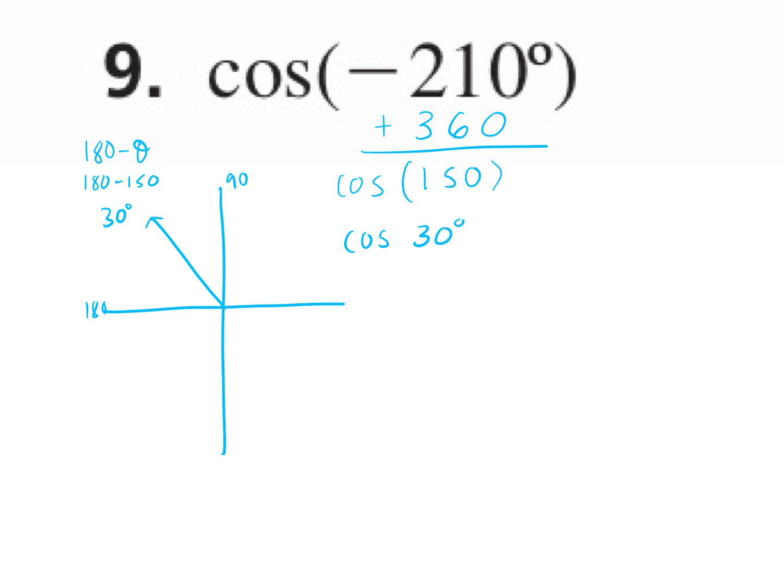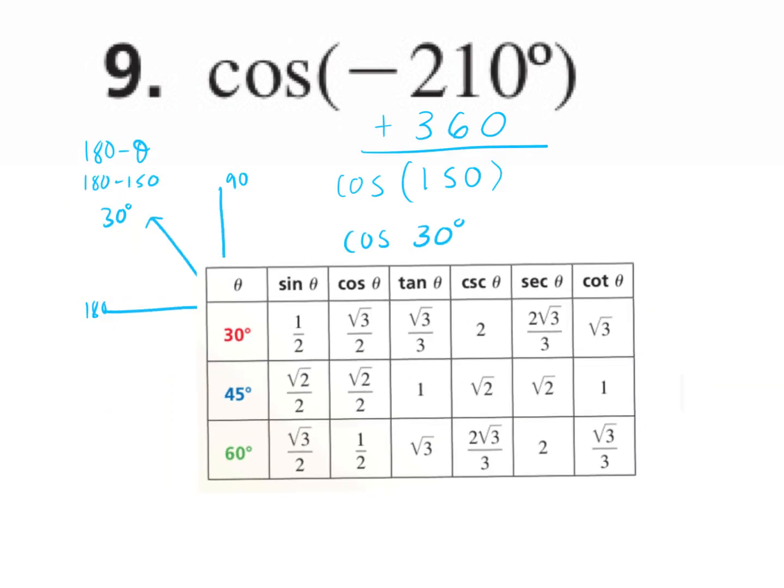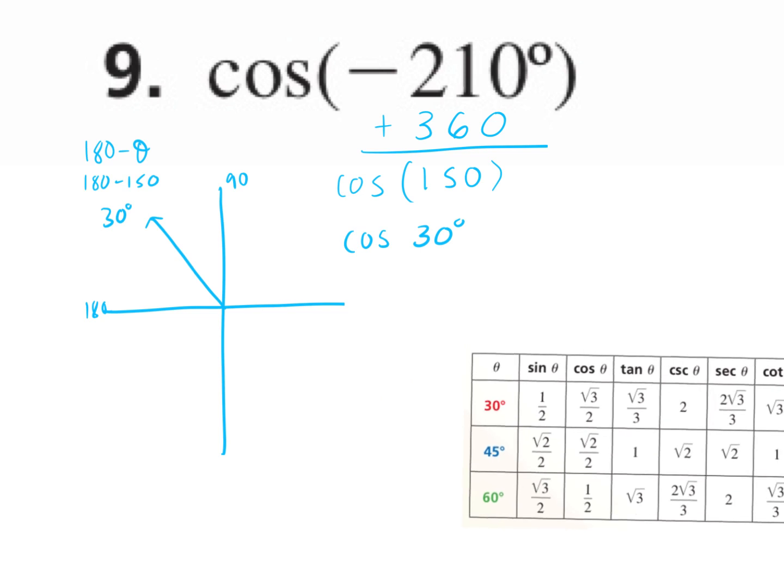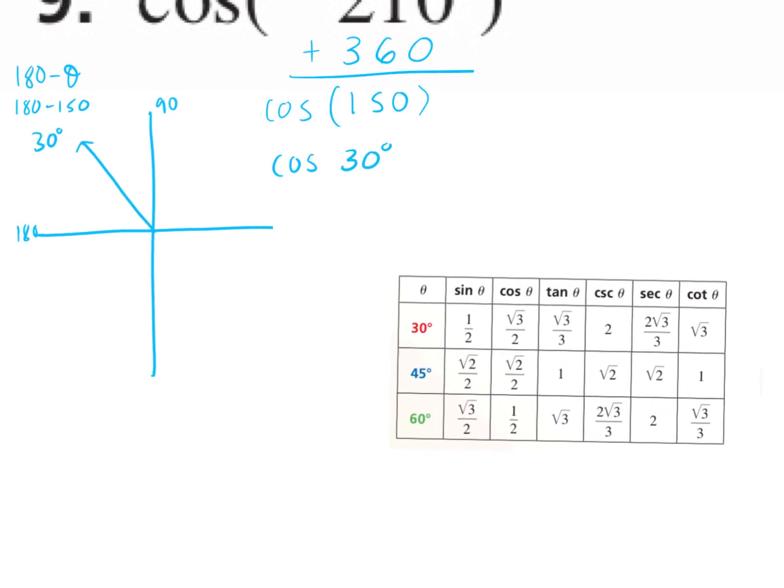So I'm going to go to my chart. I'm going to pull it back up here. So the cosine of 30 would be square root 3/2. Now we need to figure out the sign of this. So we have all students take calculus. Well, in the second quadrant, only sine and its reciprocal, cosecant, are positive. So that would mean that cosine's negative in the second quadrant. So this will be negative square root 3/2.